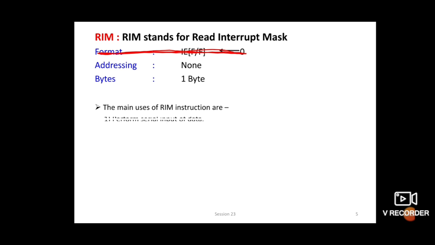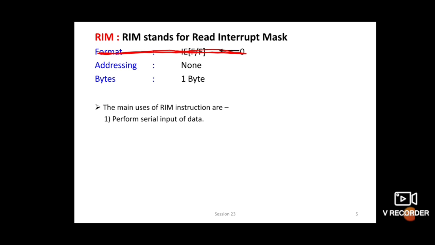Now, what is the use of this RIM instruction? First, perform serial input of data. The first purpose of this instruction is to receive data from an input device, maybe a keyboard, through the SID pin. SOD and SID: SOD is used for the SIM instruction, SID is used for the RIM instruction. SID means serial input data. Then store that bit in the accumulator at bit D7 position.